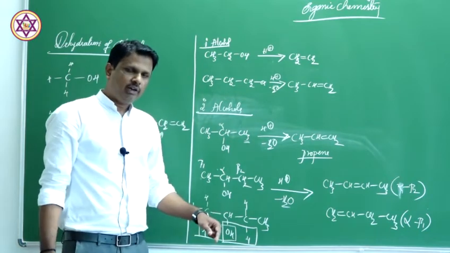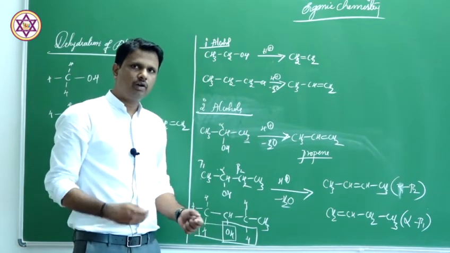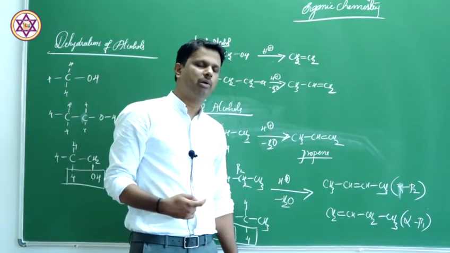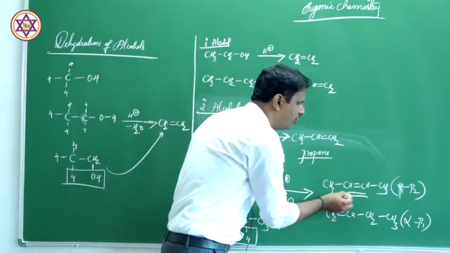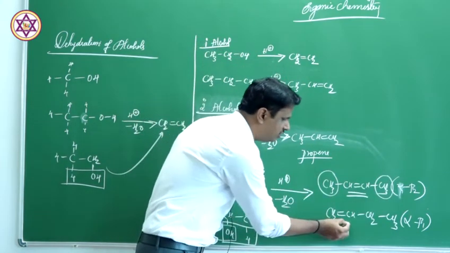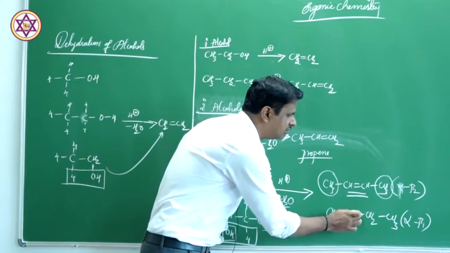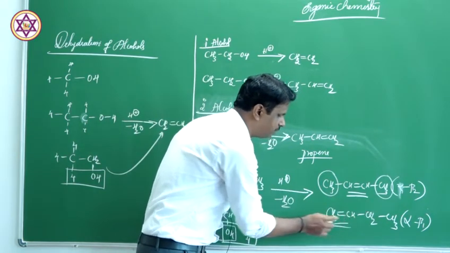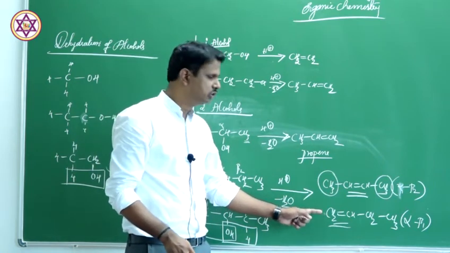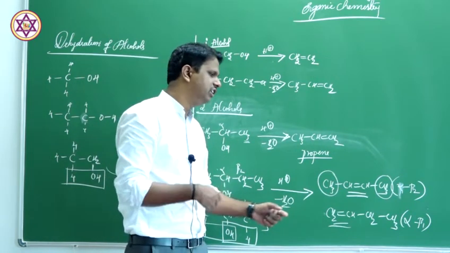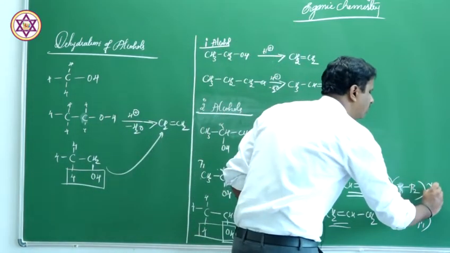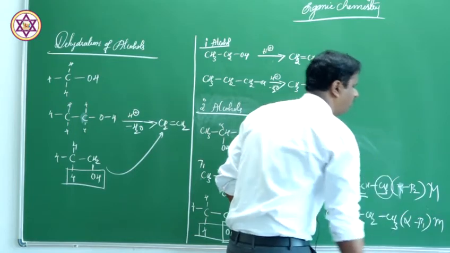Now as I said earlier, the elimination is governed by the Saytzeff rule. Saytzeff rule says that the most substituted alkene predominates. If this is the alkene, we have 2 alkyls substituted here. But here, this is the alkene. There is alkyl substituted on only one of the carbons. The other carbon contains only hydrogen atom. So it has no substitution here. So this will not be formed, or if it is formed, it will be in less quantity. So we can say that this is the major product and this is the minor product.